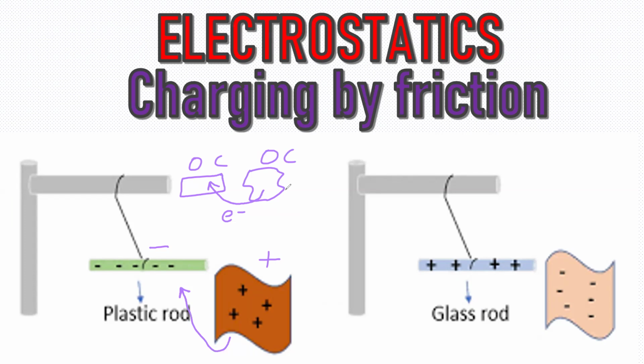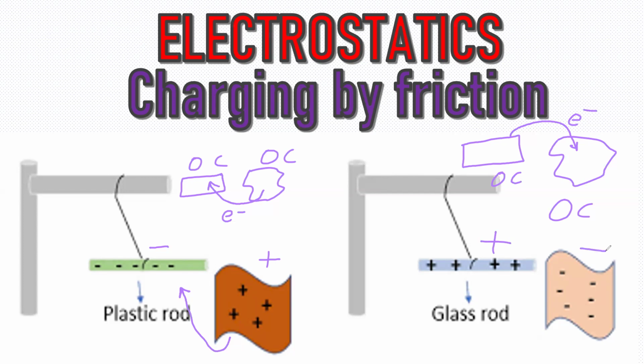Any neutral object losing electrons gets positively charged. Take glass and cloth, initially both neutral, so 0 coulombs each. Now electrons move from glass to cloth. Electrons are transferring in the opposite direction, so the glass loses electrons and gets positively charged, while the cloth collects electrons and gets negatively charged. This is charging by friction.